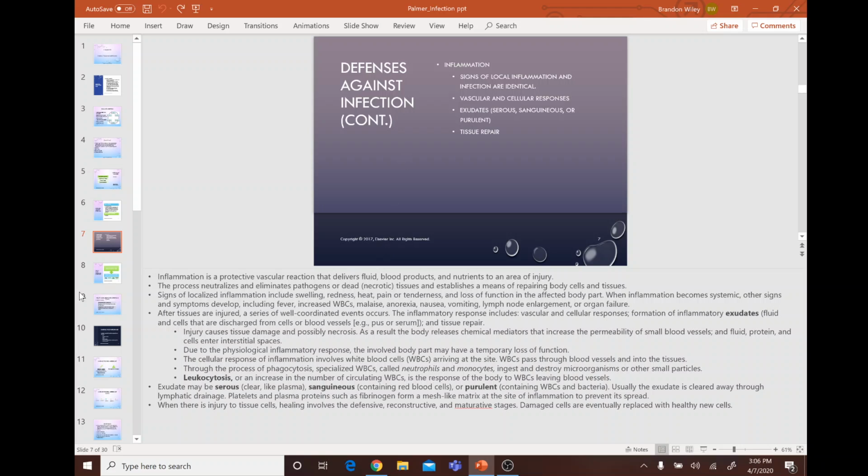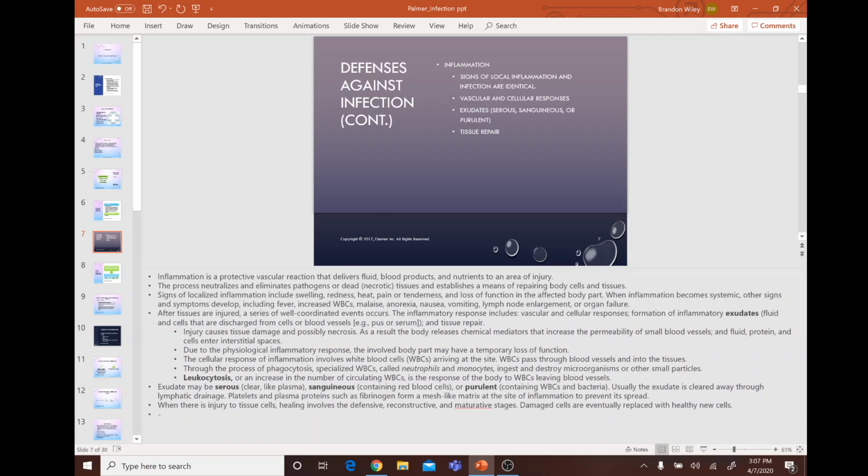Okay. What is the process of inflammation? Neutralizes, eliminates pathogens or dead necrotic tissues, and eliminates a means of repairing body tissues. What are signs of localized inflammation? Swelling, redness, heat, pain, loss of function in an affected body part. What are the symptoms of a systemic infection? Fever, increased white blood cells, malaise, anorexia, nausea, vomiting, lymph node enlargement, or organ failure.